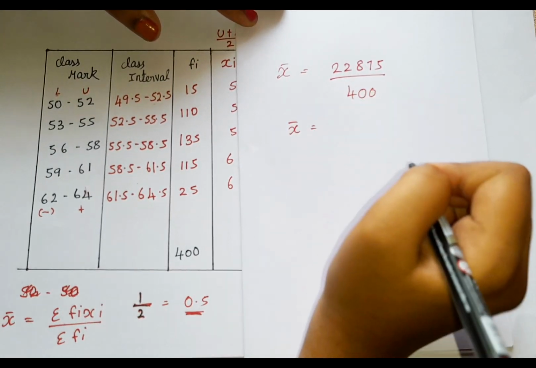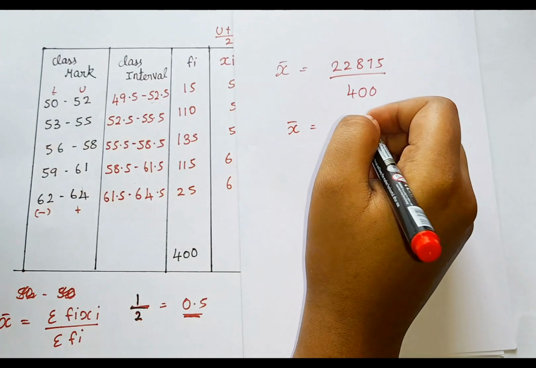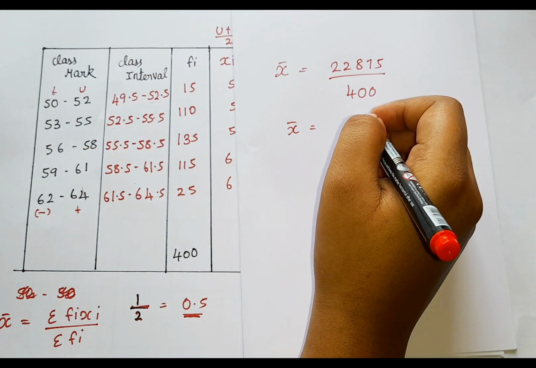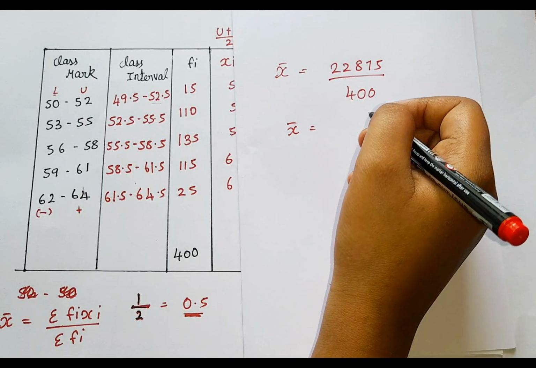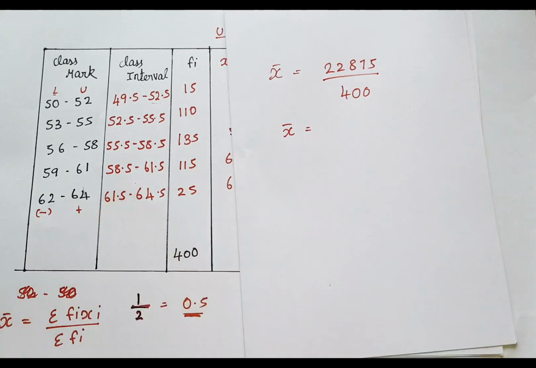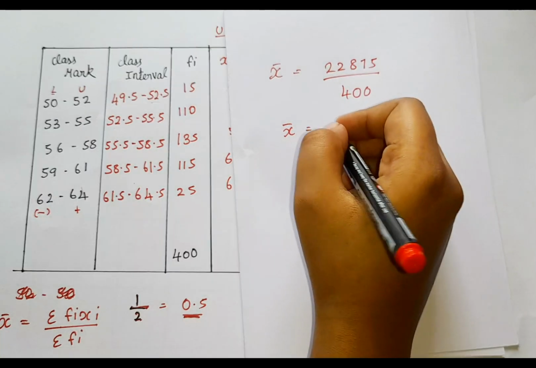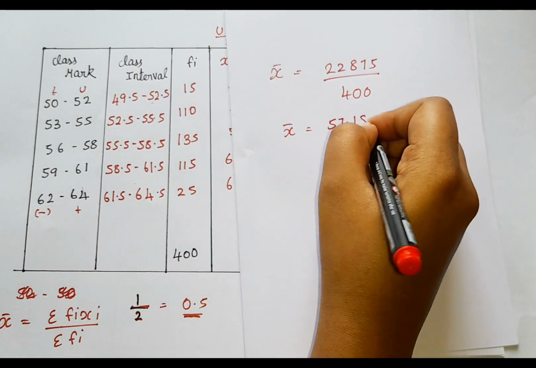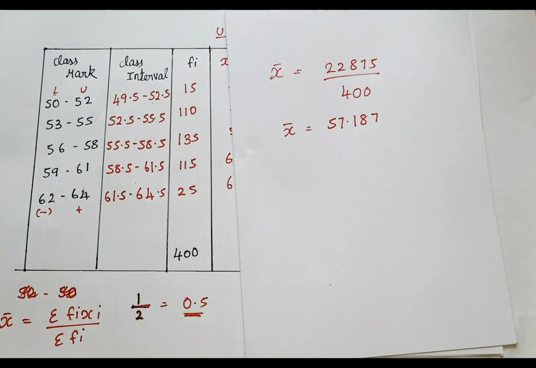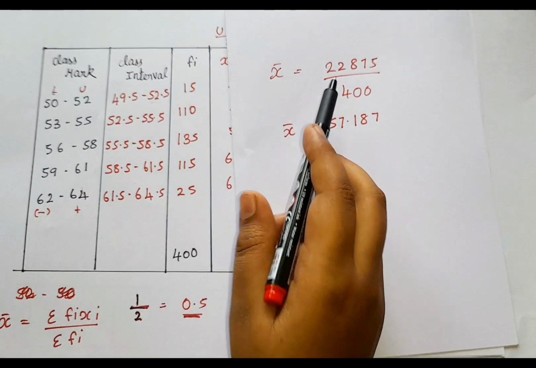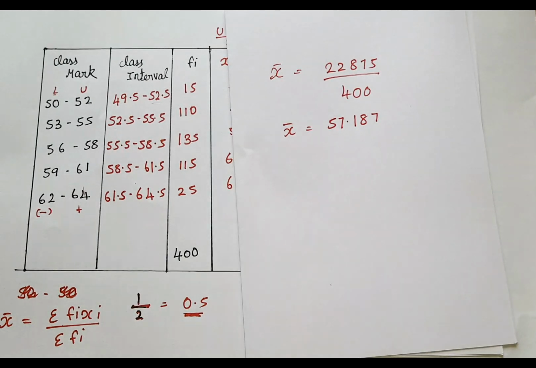We can't cancel it, we can actually divide it. In normal division, when we do it, we'll get 57.187. So this is the answer. We are supposed to divide it directly. This is going to be your answer.